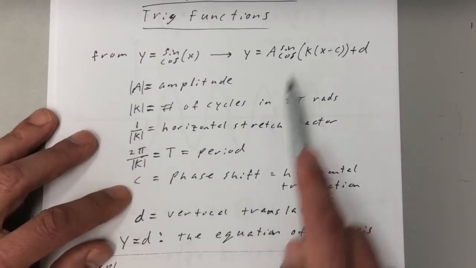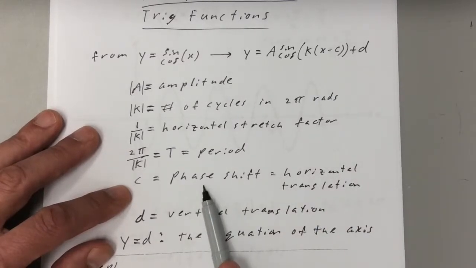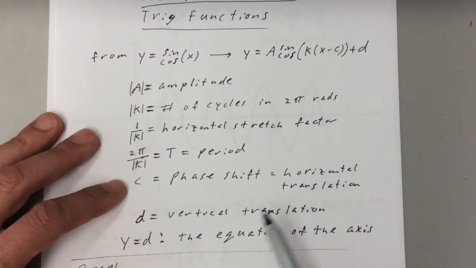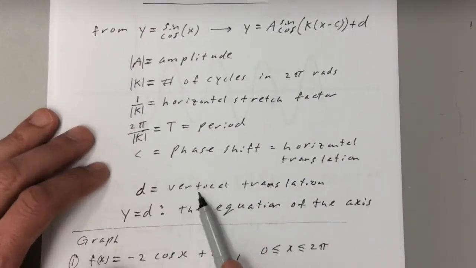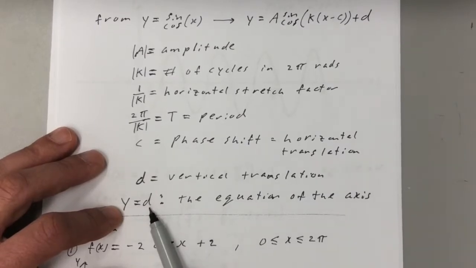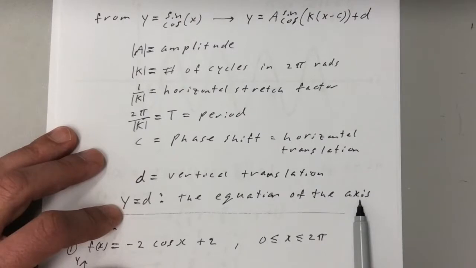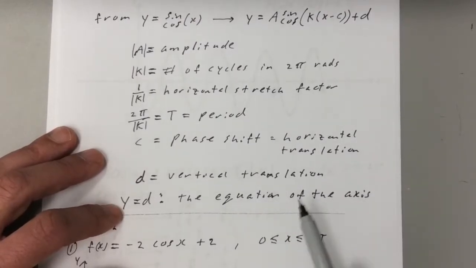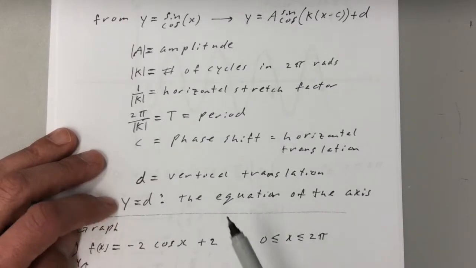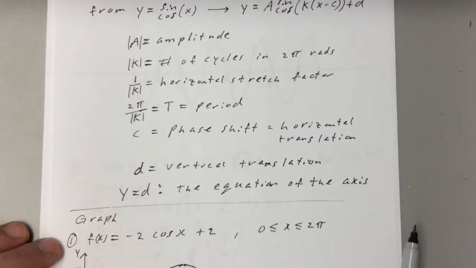And then c, instead of being called the horizontal translation, in trig we call it the phase shift. So one phase is like one cycle. And then d is a vertical translation, but we say y equal to d is the equation of the axis. It's not the axis of symmetry, because there's not symmetry in that, but it's the axis that cuts the periodic function in half. So it's right between the maximum and the minimum.